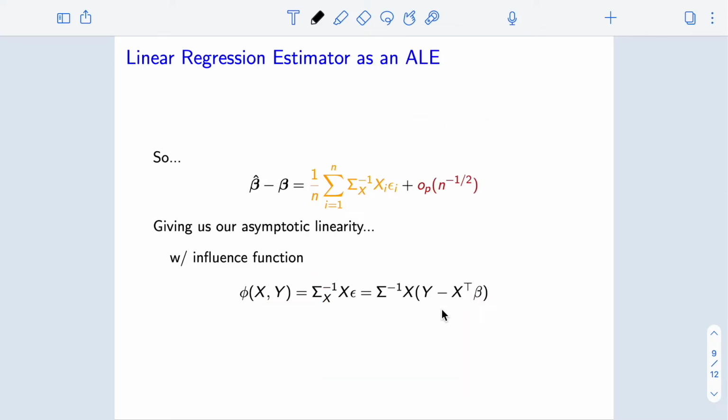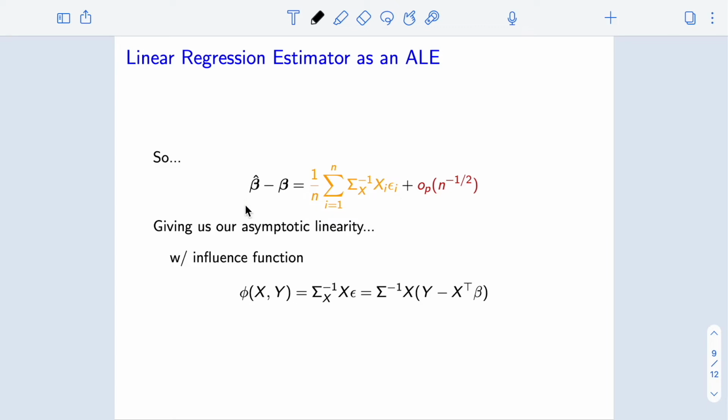All right, so simplifying that down, what we have is beta hat minus beta is an empirical average of IID mean 0 terms, plus something that converges to 0 at a rate faster than n to the negative 1/2. And it's not hard to show that these terms are mean 0. Epsilon i is assumed to be independent of our xi's, and epsilon i itself is mean 0. So that gives it to us right there.